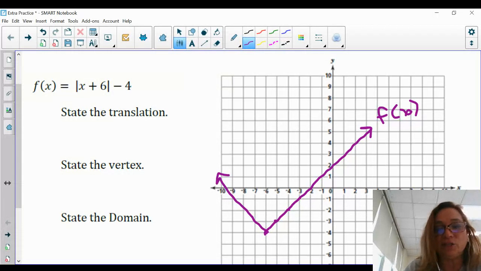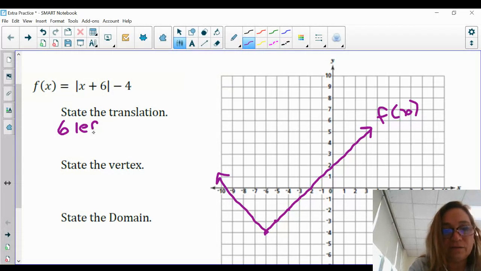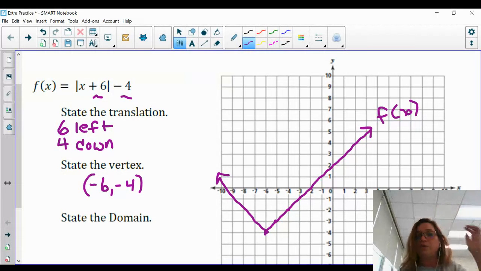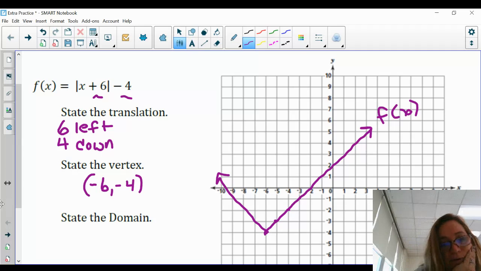So state the translation, and that would be what happened with the vertex. So the vertex would be 6 to the left and 4 down. And you can see that right here. State the vertex. It's -6, -4. And if you want, you could state the vertex first and use the vertex to name the translation, if that helps you. You don't have to do the question in this order, okay?